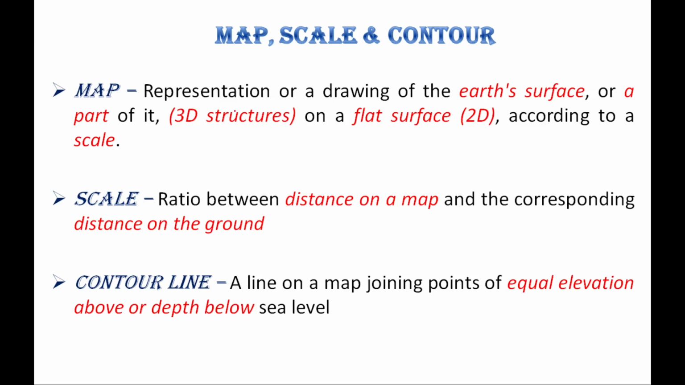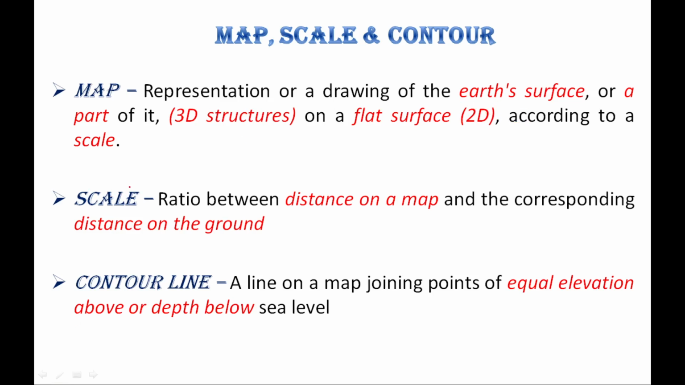What is a map? A map is nothing but the representation of a three-dimensional structure, the real surface, the earth, right? The real earth surface we have to project onto a two-dimensional surface, a sheet of paper. That is your map. So in a map, what are the fundamental elements?